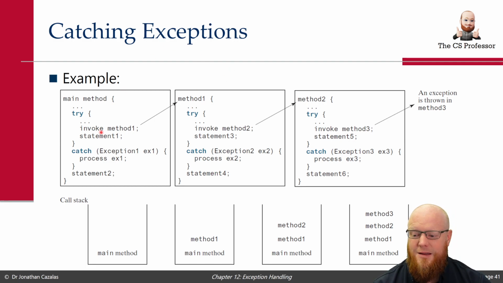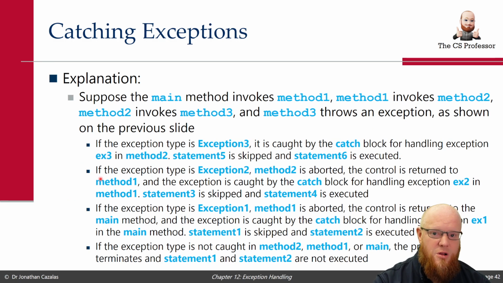We come back now to our main. Statement 1 is going to be skipped because we have an exception when we invoked method 1. And we have finally a matching catch. We have a catch for exception 1, which is what I said just got thrown over here in method 3. We process exception 1, and then we finally execute statement 2. That is the third bullet point. What's the fourth bullet point?